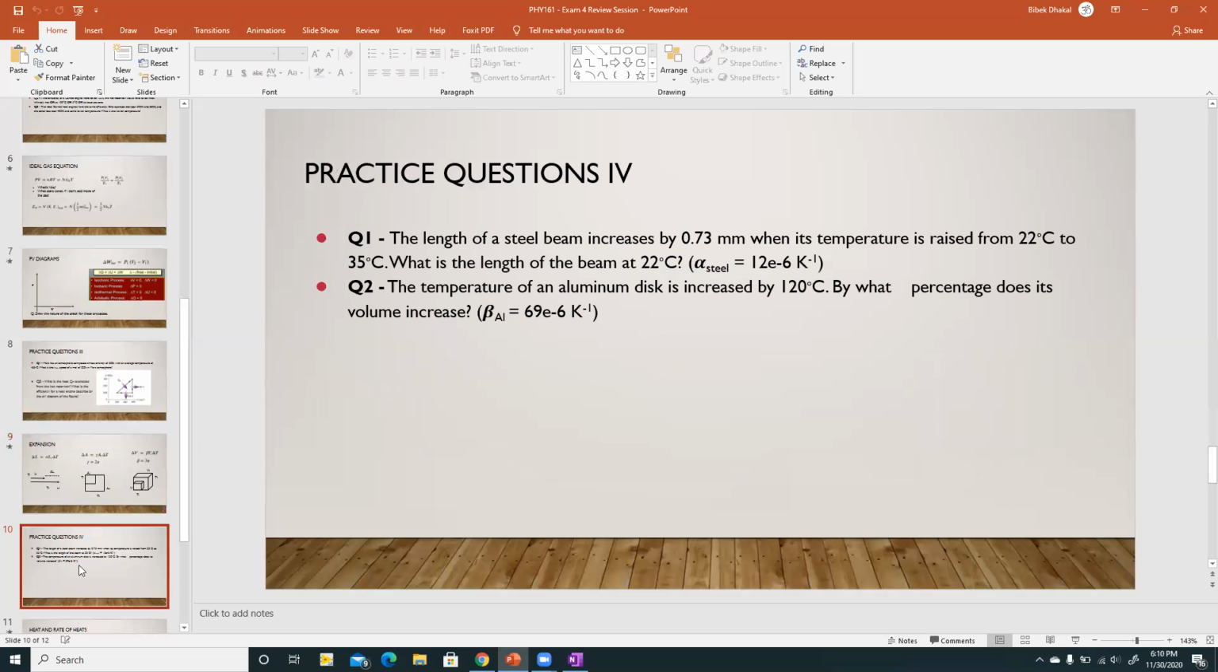Okay. So let's go to our first problem. The length of a steel beam increases by 0.73 millimeter when its temperature is raised from 20 degrees to 35 degrees centigrade.